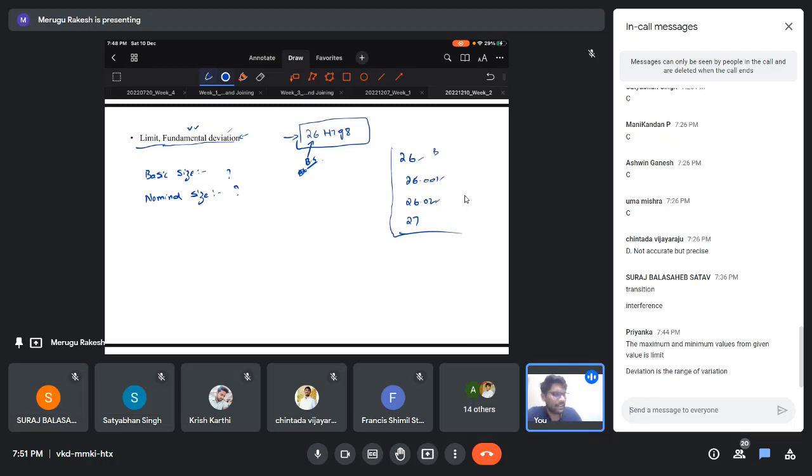It's a very simple thing. Just don't be confused with this. Nominal size is something you round off. Say if I have 26.001, I will write 26. That is the nominal size. Basic size is the value that was given to you by the industry person. Now this basic size can sometimes be a nominal size, but not vice versa. Nominal size can never be a basic size, but basic size sometimes can be a nominal size, as you can see here 26. It is basic as well as nominal.